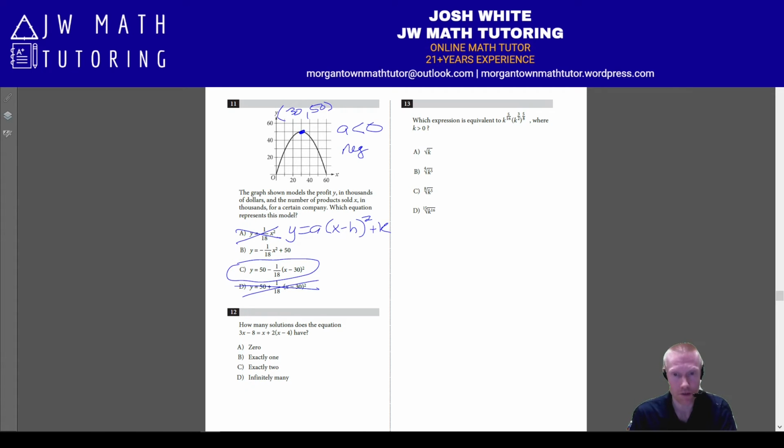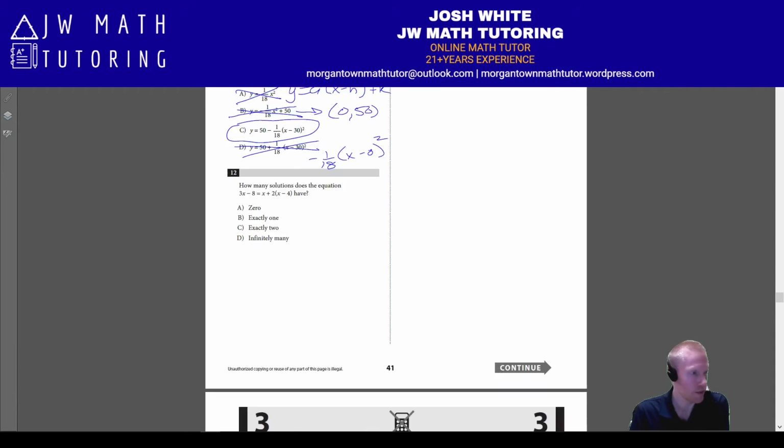But in answer choice B, this one technically has a vertex of 0, comma 50. Because it has just x squared and there's no parentheses, that's the same as if you had like negative 1/18 x minus 0 squared. So for it to be answer choice B, it technically would have to have the vertex right here at 0, comma 50. So C is the correct answer. We can get that easily from the graph, and that's pretty much all there is to that problem.